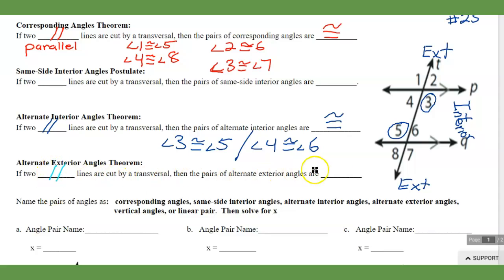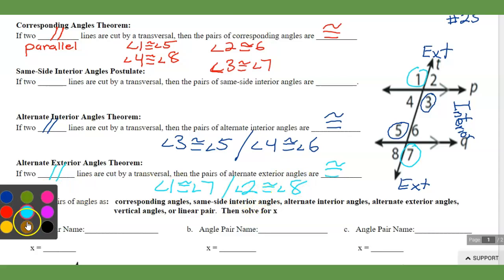There you go. Then we have alternate exterior. Two parallel lines cut by a transversal, those are also congruent. They're just the same idea, but on different sides of the transversal on the outside. We have 1 and 7. And then 2 and 8. Angle 2 and angle 8. There we go.